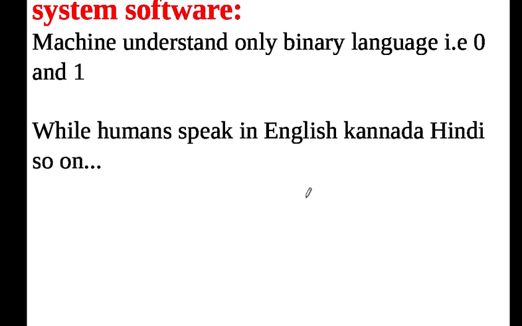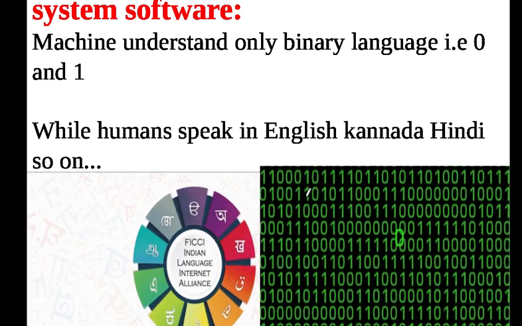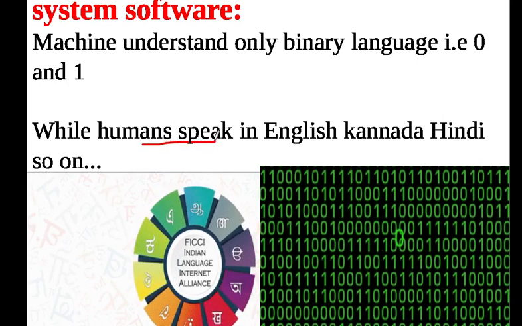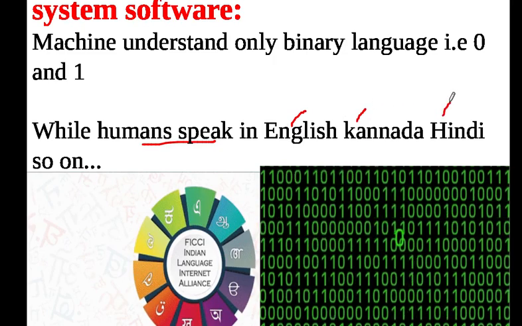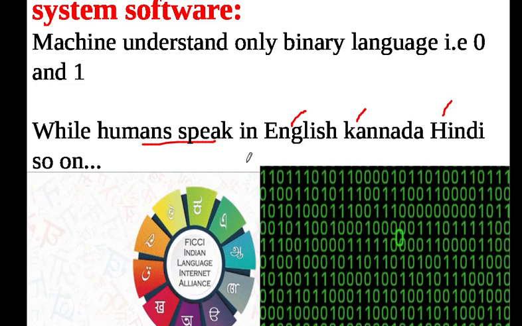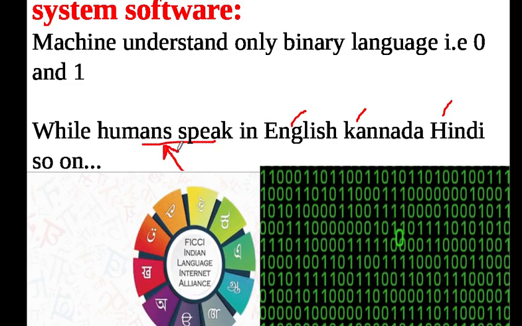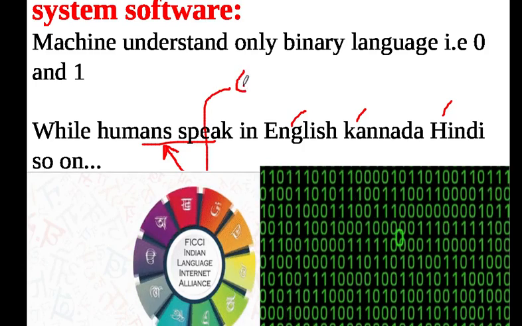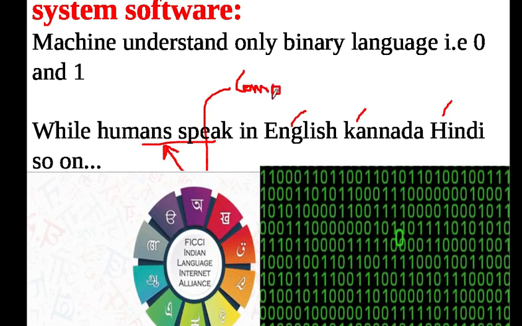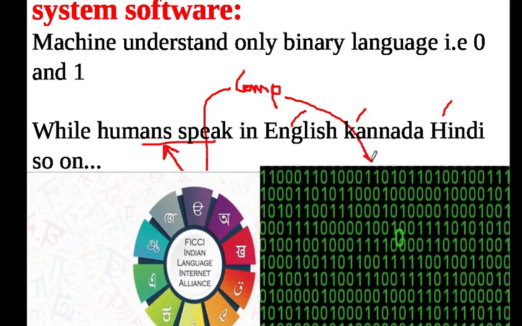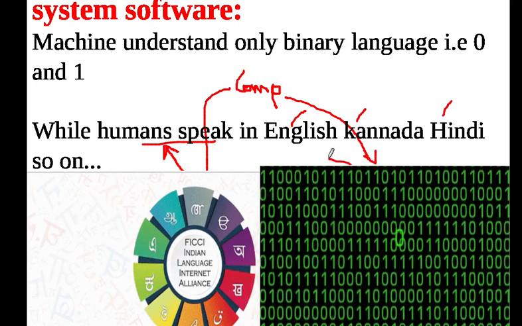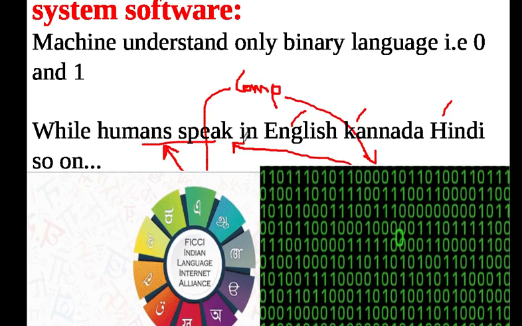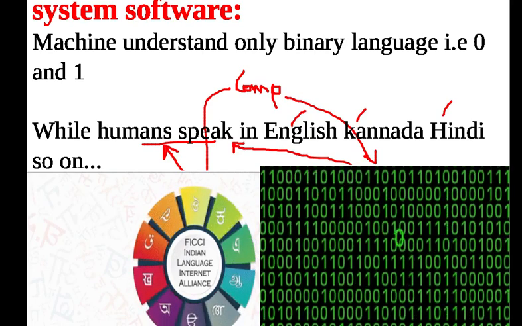System software is needed because a machine understands only binary language, that is 0 and 1, right? Humans speak in English or Kannada or Hindi and other languages. These languages are understood by humans easily, but not by your computer. The computer only understands binary, but humans do not understand that language. So how will we interact between human and computer? That is based on system software, right?